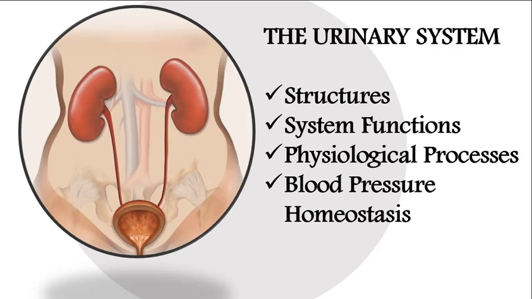We will look at the overall functions of the system, then the structures, the physiological processes that produce urine, and finally how the kidneys are involved in homeostasis of blood pressure.